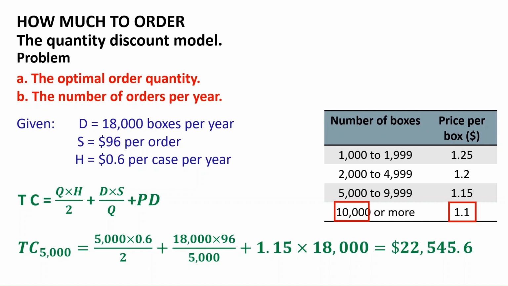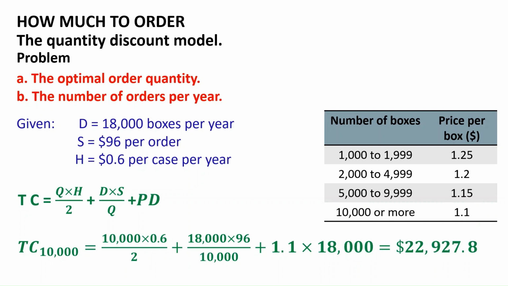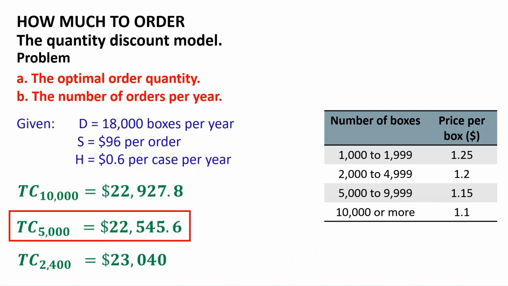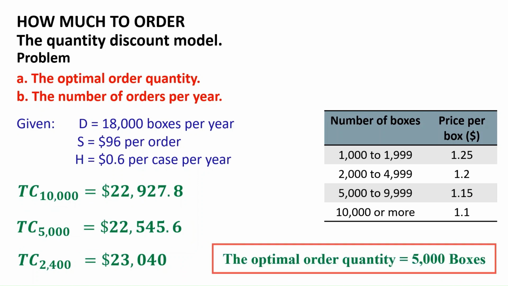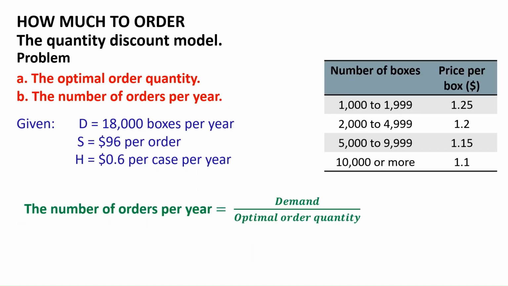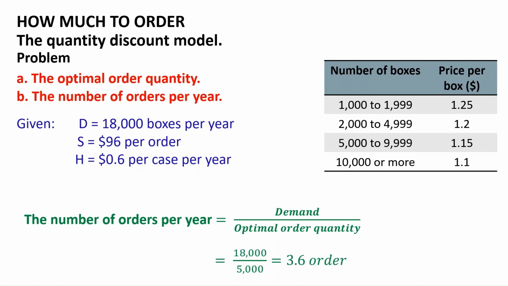To obtain a price of $1.10 per box, at least 10,000 boxes per order are required, and the total cost at that price break will be TC 10,000 equals 10,000 multiplied by 0.6 divided by 2 plus 18,000 multiplied by 96 divided by 10,000 plus 1.1 multiplied by 18,000 equals $22,927.80. Because 5,000 boxes per order yields the lowest total cost, ordering a quantity of 5,000 boxes is the overall optimal order quantity. To find the number of orders per year, simply divide the yearly demand by the optimal order quantity. That is equal to 18,000 divided by 5,000 equals 3.6 orders.